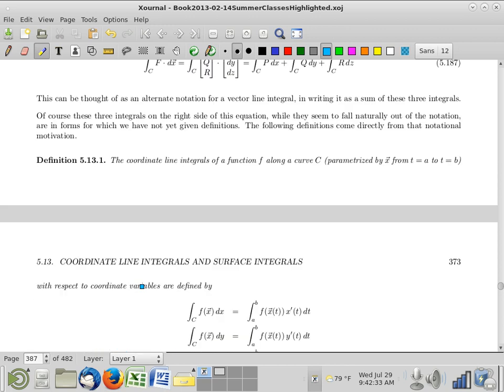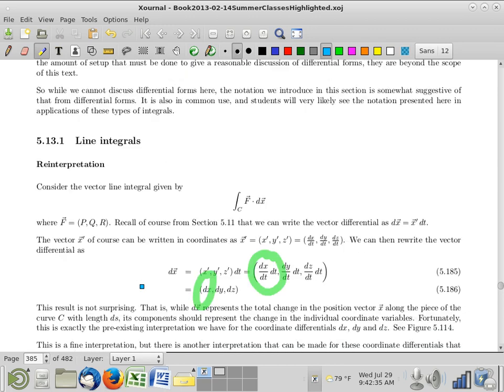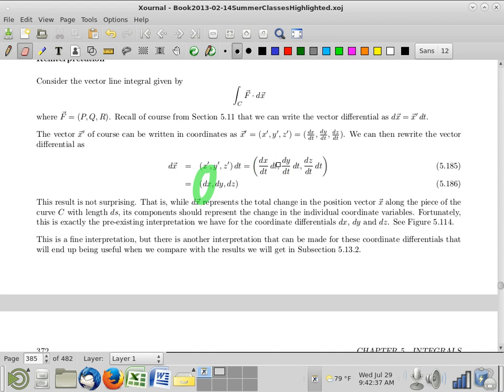Now let me flash back a couple pages. We found ourselves in a similar position talking about vector line integrals. The vector differential, expanded out, looked like that. And then we asked the question, what does that individual coordinate mean? What should I interpret from this individual coordinate? And we had a ready and convenient answer to that. That's dx. Right?